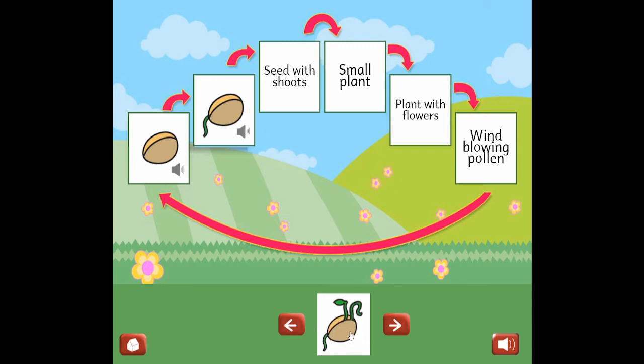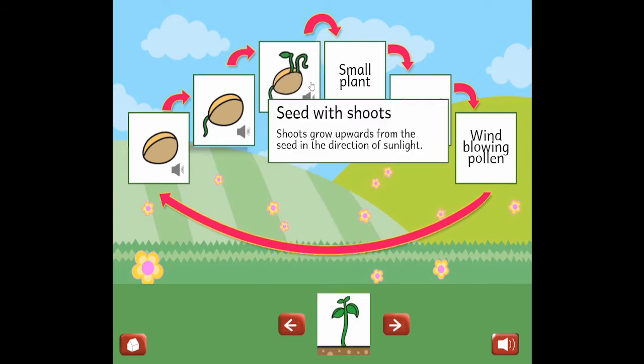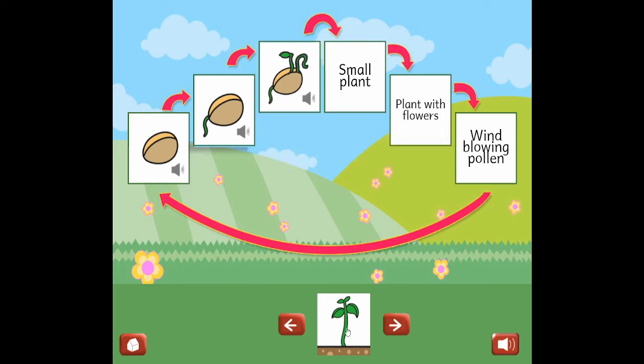Seed with shoots. Shoots grow upwards from the seed in the direction of sunlight. Small plant. Roots carry water and nutrients to the plant while the leaves collect sunlight.